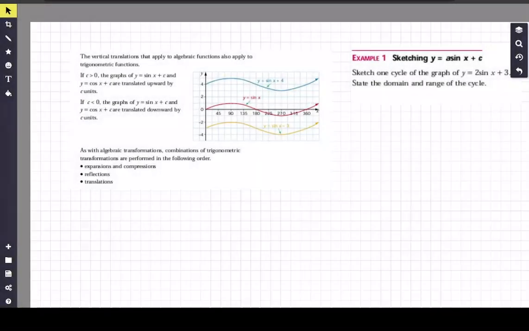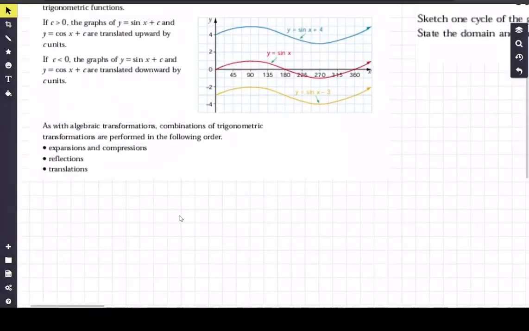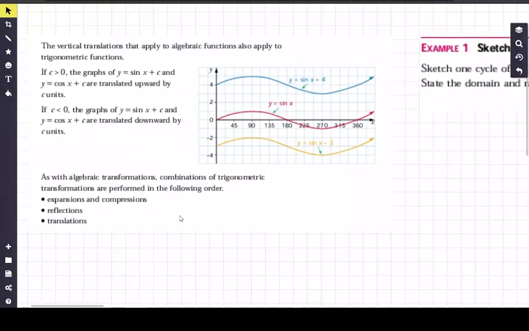Alright, so we're going to look at combinations of transformations of trigonometric functions. First, let's start with the first few graphs. In my opinion, vertical translations and horizontal translations are much simpler than the stretches and compressions, because it's really just very straightforward.